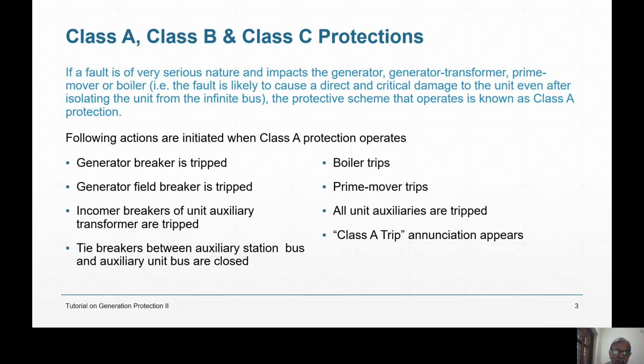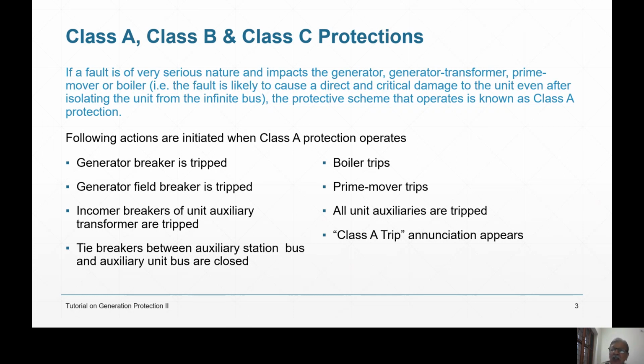Generator field breaker is tripped. Incomer breakers of unit auxiliary transformers are tripped, because now you are not feeding power to the 6.6 kV bus through generator. You are feeding through station transformer. Therefore, tie breakers between auxiliary station bus and auxiliary unit bus are closed. They are normally open. As a sequence of class A protection, the tie breakers are closed.